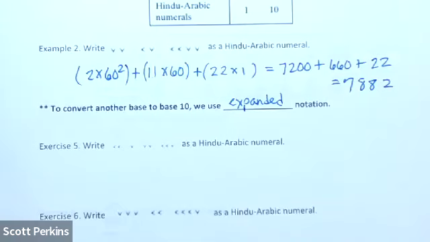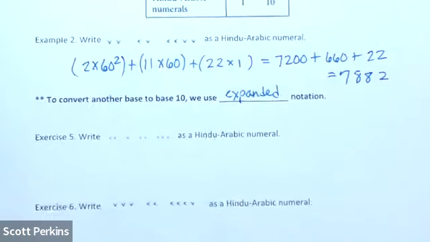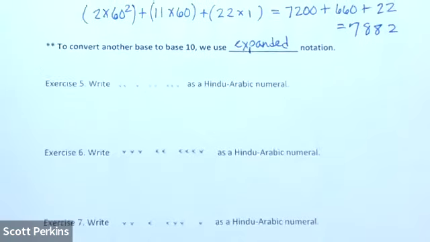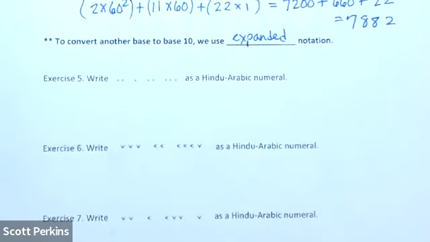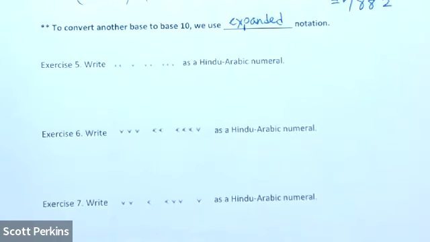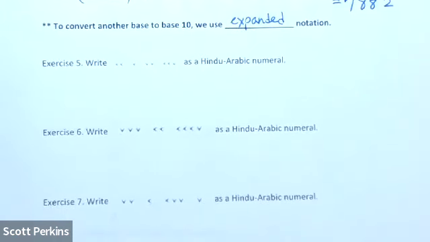So we're going to practice this a few times, and then we're going to talk about the other system of numeration, and then we'll be done with this section. So exercise 5, I want you to write that number in Hindu Arabic, in ours, and there's 4 places. Okay, so you got one more place than the example that I just did.